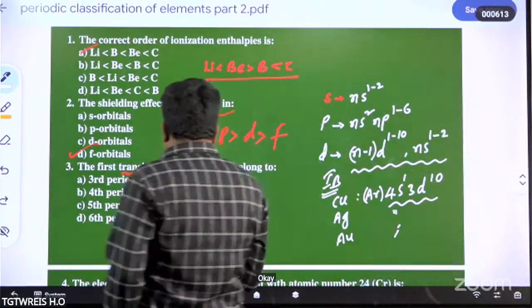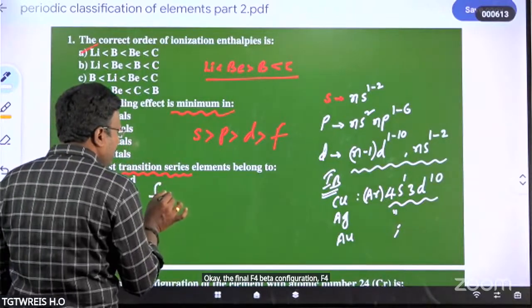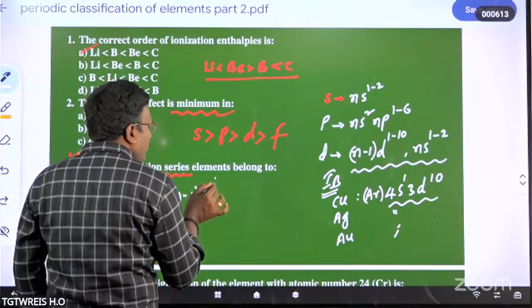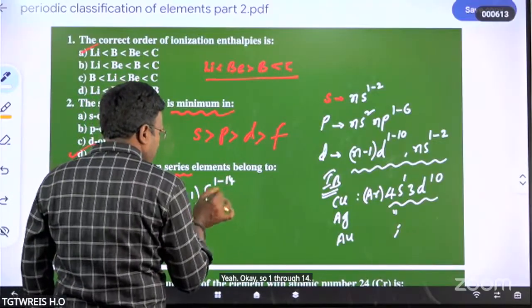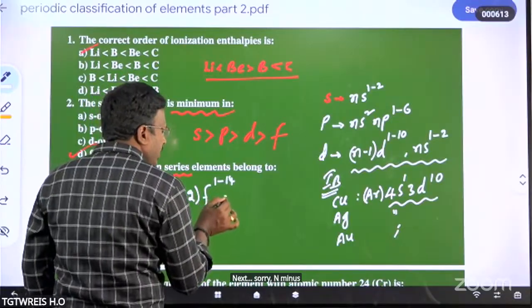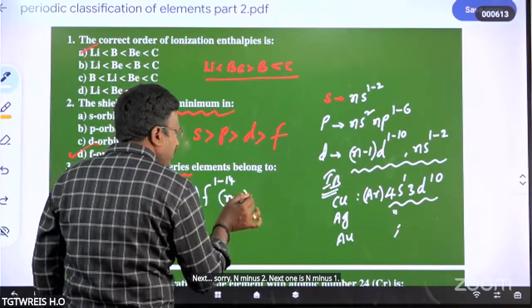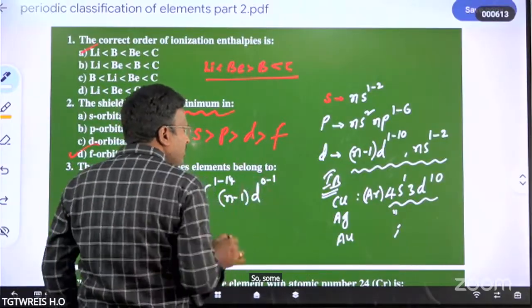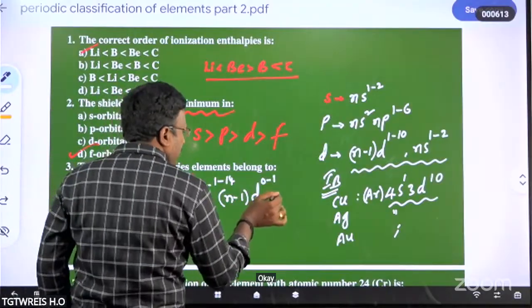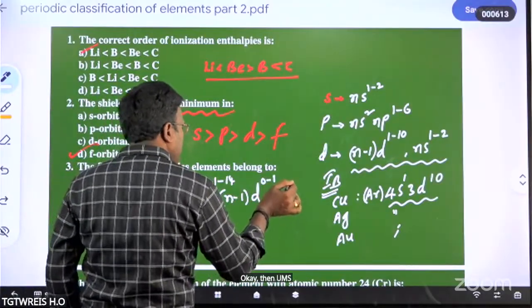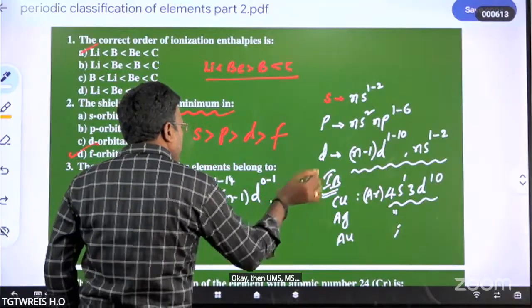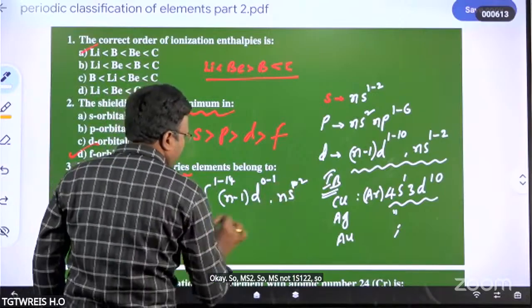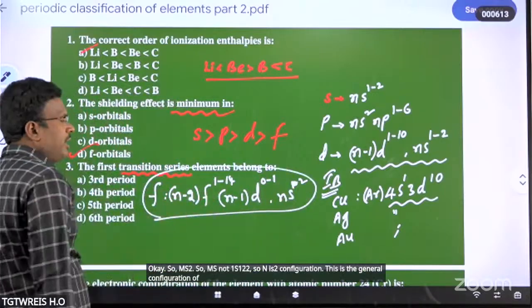Okay, the final f orbital configuration: f orbital, 1 to 14. Next, n minus 2. Next one is n minus 1 d, which only starts from 1, so sometimes it is 0 also. Then ns2, so ns not 1 to 2, but ns2. This is the general configuration of the f orbital.